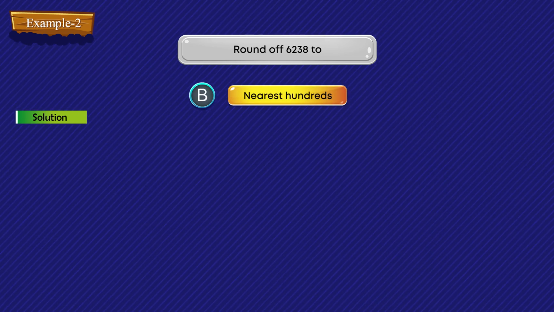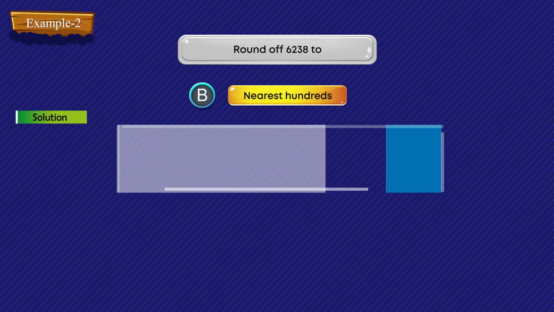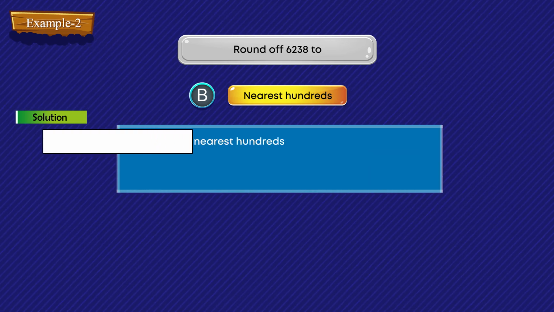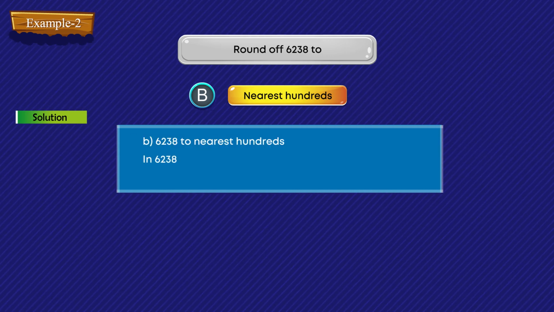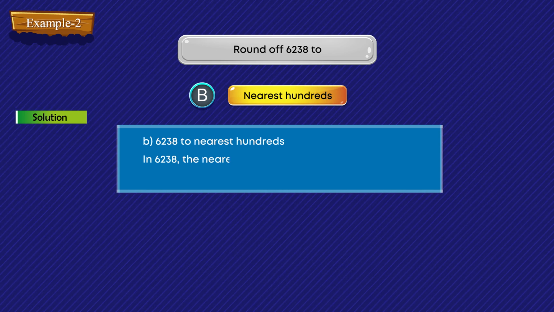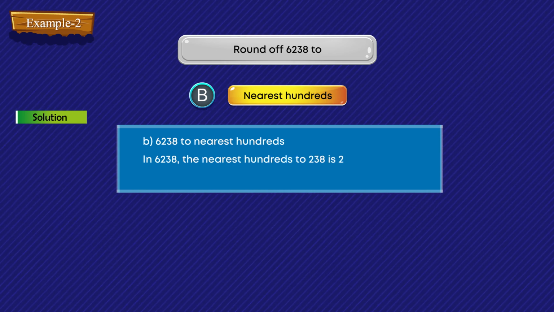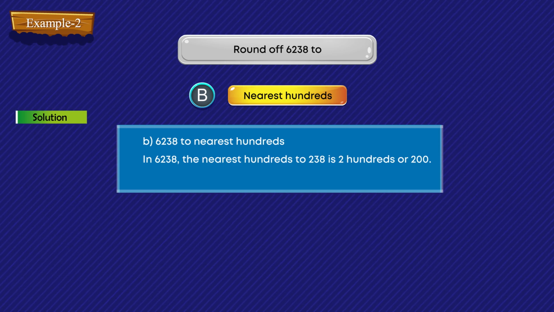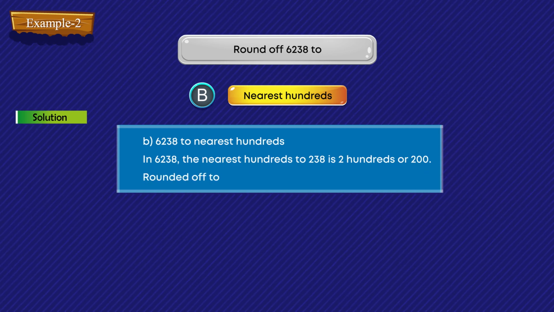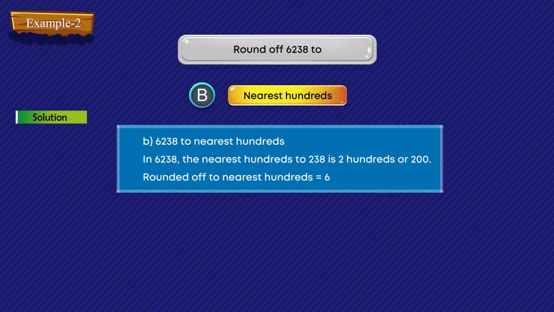B. Nearest hundreds. 6,238 to nearest hundreds. In 6,238, the nearest hundreds to 238 is 2 hundreds or 200. Rounded off to nearest hundreds is equal to 6,200.